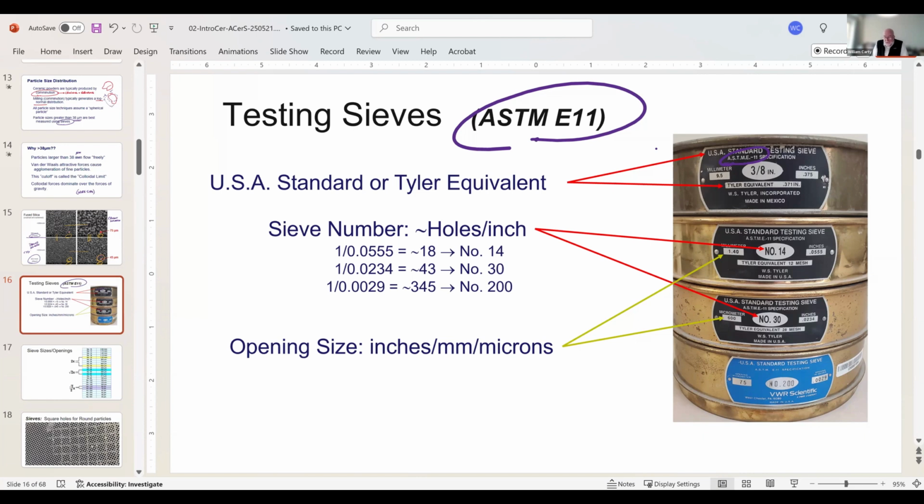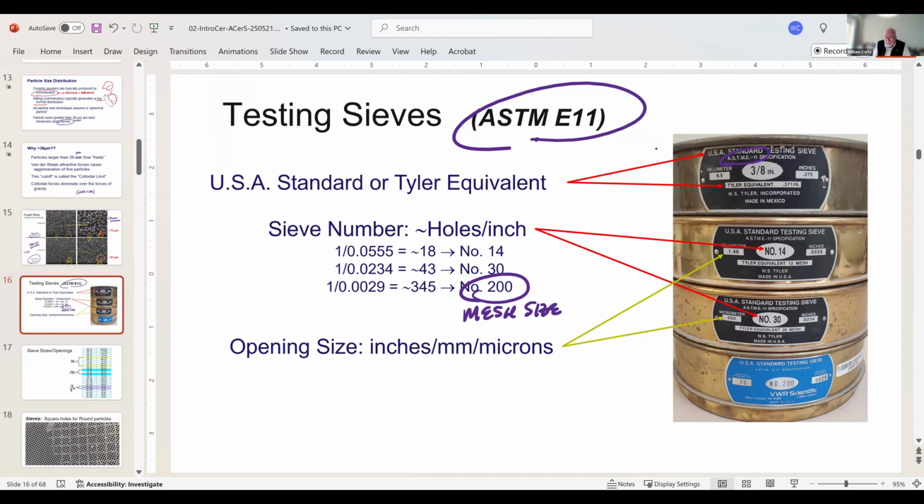Now, this number, for example, 200 here, is approximately the number of holes per inch. So if you see a lower, smaller number, that means there's fewer holes per inch, so the opening size is larger. And if you get a higher number, they're greater. The greatest sieve number is 400 mesh. It's called a 400 mesh. So that's the mesh size. This is called a mesh size.